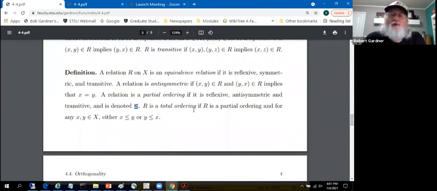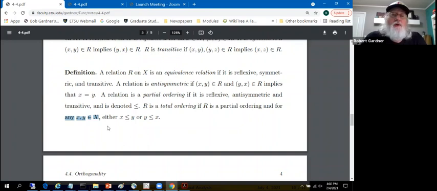R is a total ordering if it's a partial ordering, and for any X and Y, we have either X is related to Y, say X is less than or equal to Y, I'll read it as, or Y is less than or equal to X. The idea of a total ordering is any two vectors are comparable. And I might have a partial ordering where X and Y, we don't have X related to Y, nor do we have Y related to X. They're just not comparable. Comparable is my term.